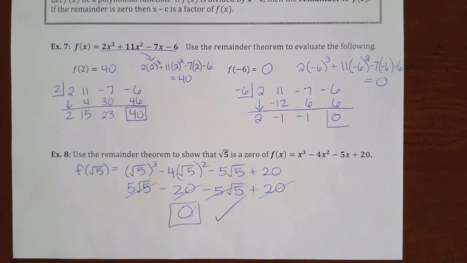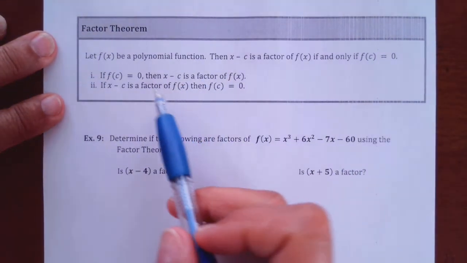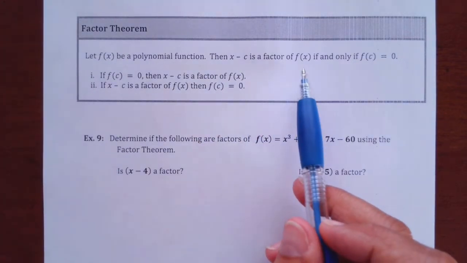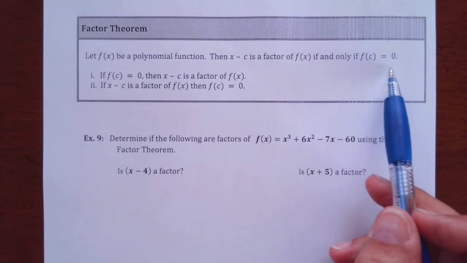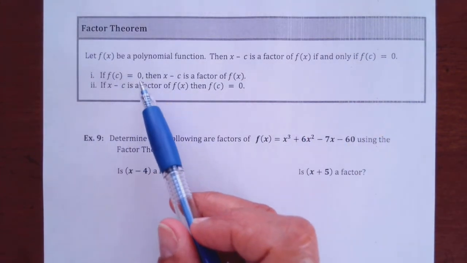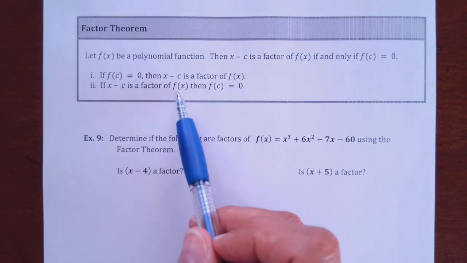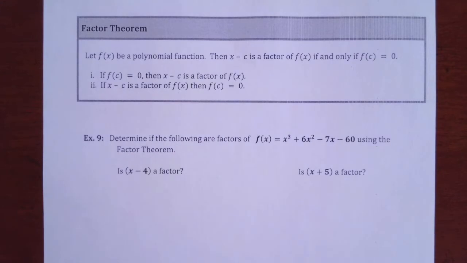All right. So let's look at the next theorem, which is called the factor theorem. Very similar. Let f of x be a polynomial function, then x minus c is a factor of f of x if and only if f of c equals 0. So that's what we just kind of did on the last problem. If f of c equals 0, then x minus c is a factor. If x minus c is a factor, then f of c is 0. So they go hand in hand. If you know one thing, you know the other.